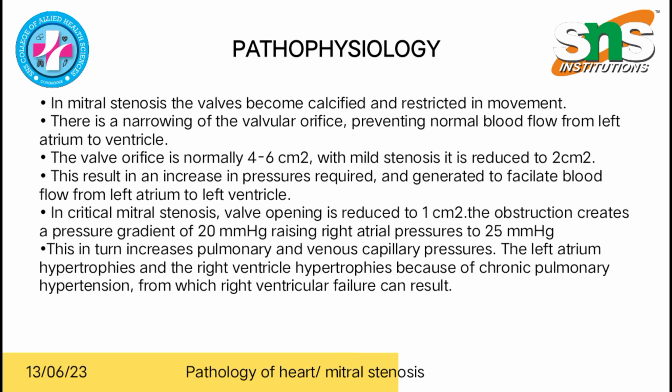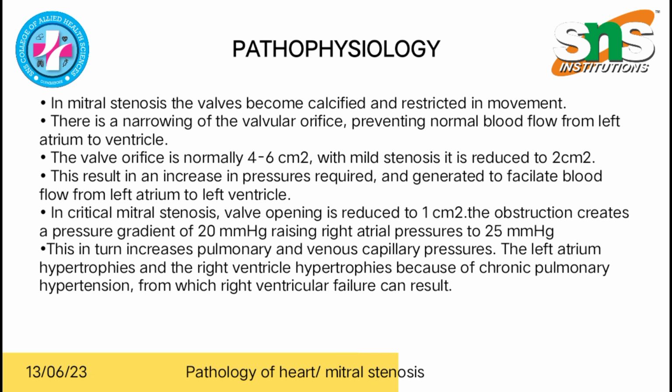This results in an increase in pressure required and generated to facilitate blood flow from the left atrium to the left ventricle. In critical mitral stenosis, the valve opening is reduced to 1 cm. The obstruction creates a pressure gradient of 20 mmHg, raising atrial pressures to 25 mmHg. This in turn increases pulmonary venous and capillary pressures.